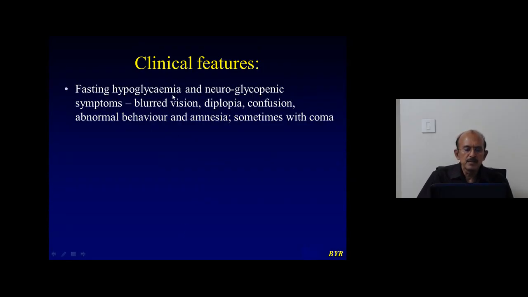Clinical manifestations: they secrete more insulin. So because insulin is secreted more, the patients will have hypoglycemic symptoms and neuroglycopenic symptoms. That means there will be hypoglycemia. This hypoglycemia will cause certain neurological symptoms because of glycopenia. So what are they? Blurred vision, diplopia, confusion, abnormal behavior, amnesia, and sometimes coma.